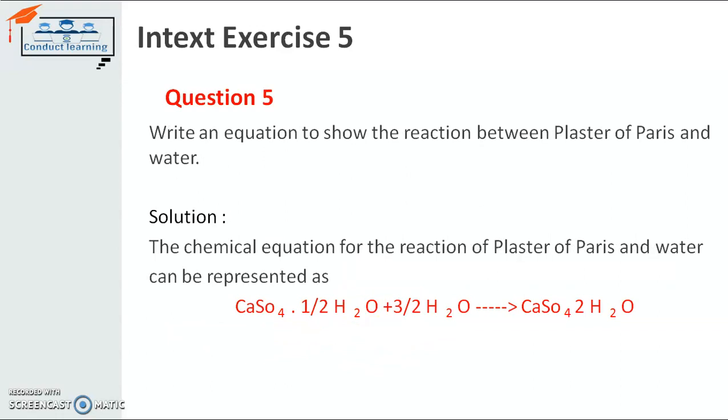Write an equation to show the reaction between plaster of Paris and water. The chemical equation for plaster of Paris with water is represented here. Calcium sulfate with half a molecule of water, when reacted with water, gives us calcium sulfate with 2 molecules of water, which is gypsum. So when it reacts with water, it forms a hard mass of plaster of Paris, or gypsum.